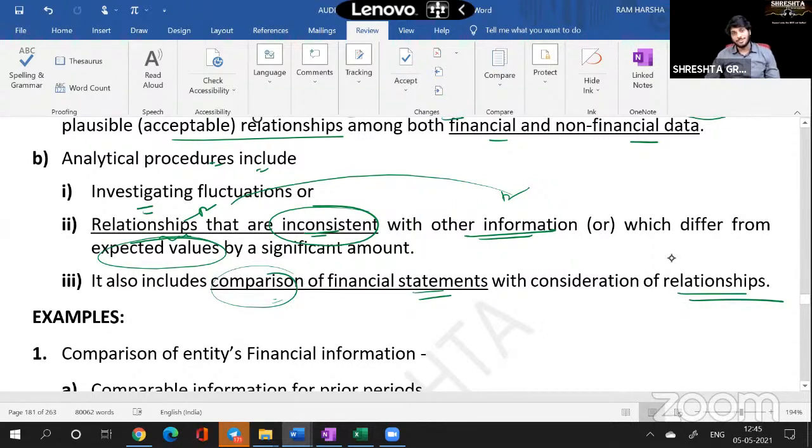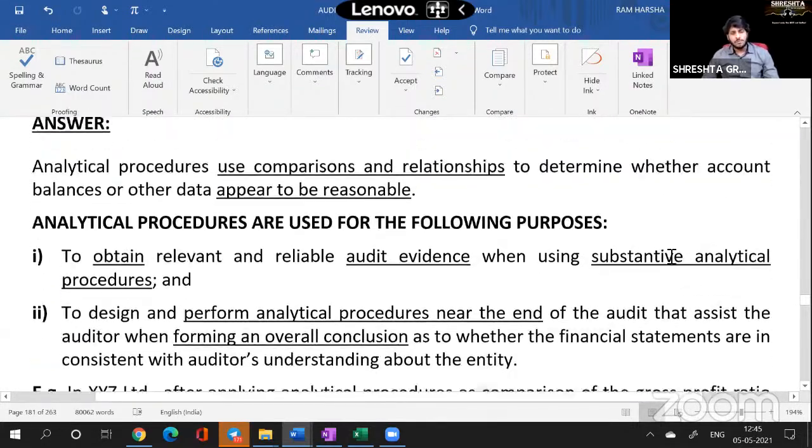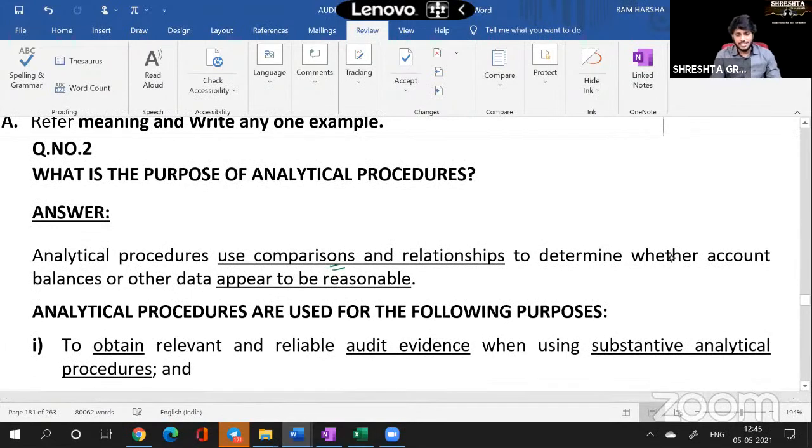That's analytical procedure. Sir, why do we perform analytical procedure? Very simple. We use comparisons and relationships, no? Why do we use comparison and relationships? To know whether an account balance or transaction balance is reasonable or not. Turnover is double. P&L net profit is 1.1 only. Is it reasonable? No.